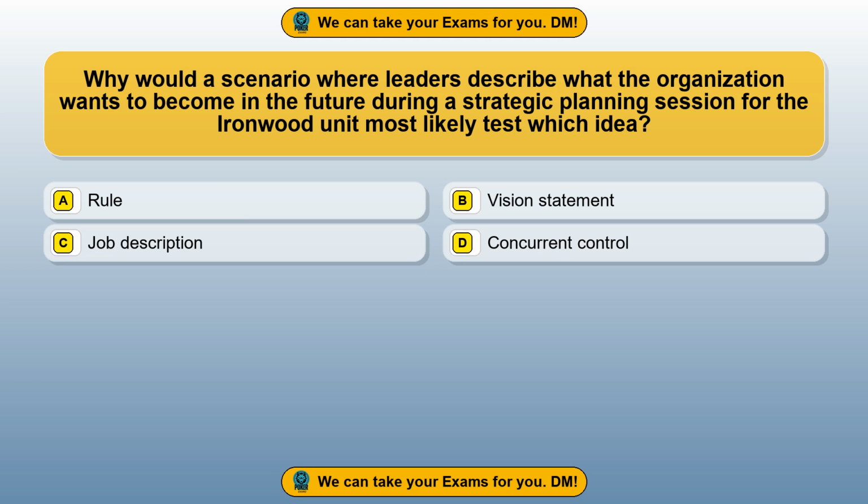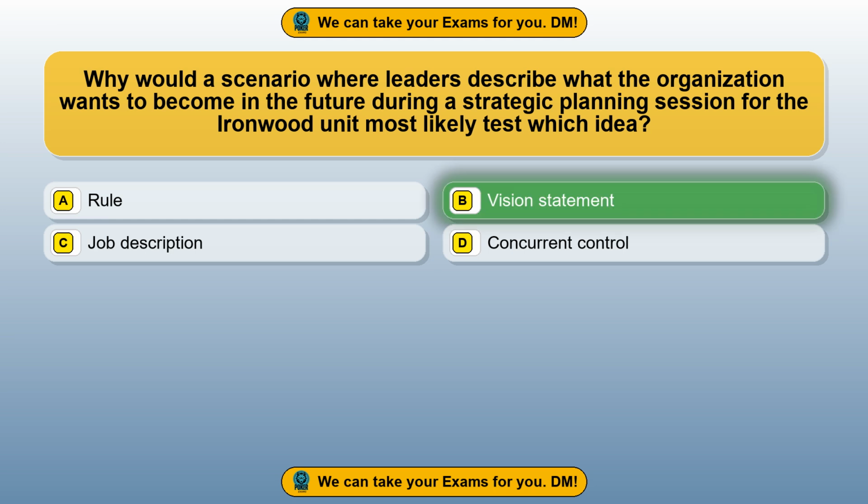Question 73. Why would a scenario where leaders describe what the organization wants to become in the future during a strategic planning session for the Ironwood unit most likely test which idea? Option A, role. Option B, vision statement. Option C, job description. Option D, concurrent control. The correct answer is option B, vision statement.